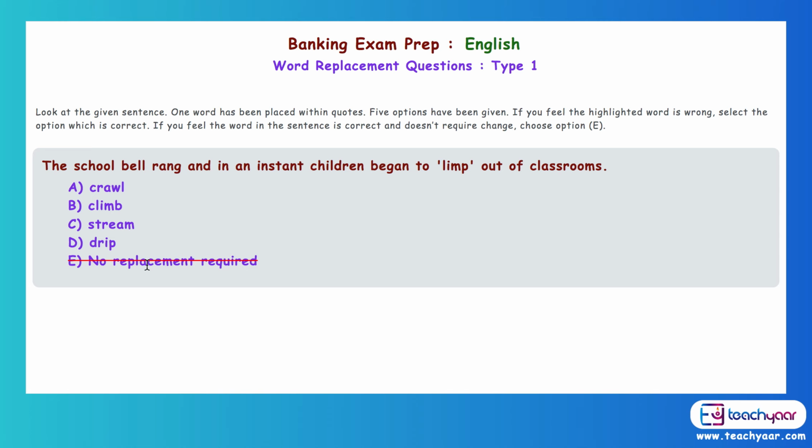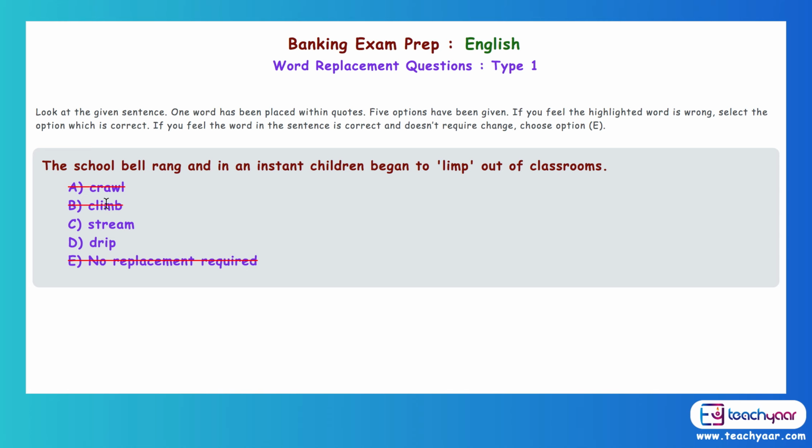So let's see the first option A, crawl. Now, is crawl the right word? Definitely not, because children began to crawl out of classrooms. That's not the right word, because crawl means like, you see insects crawling on the floor. That's not the way children come out of classrooms. So that is also wrong. What about B, climb? Now when the school bell rings, children do not climb out of classrooms. Climbing is to go up to a height. So that is also not the correct option. So that is also deleted.